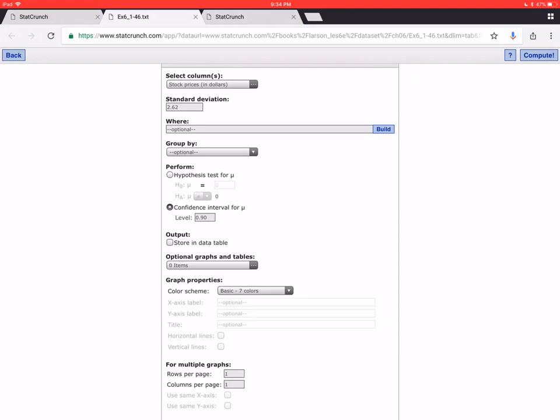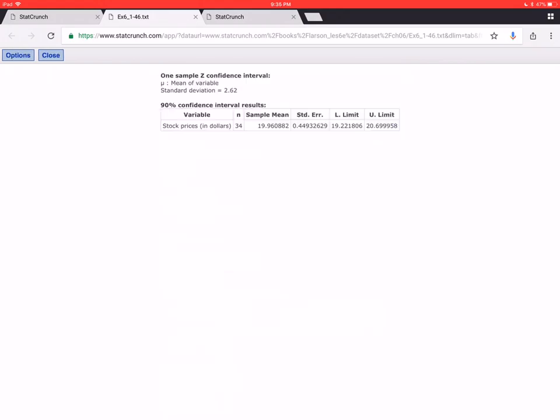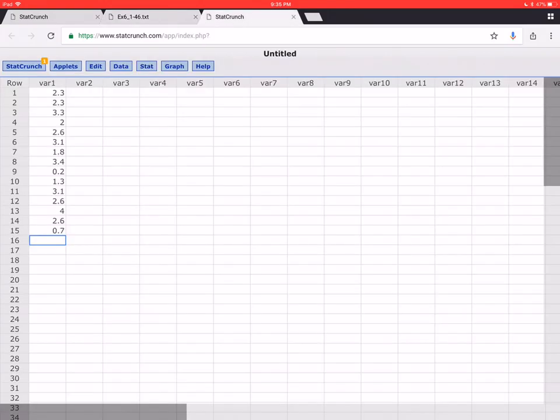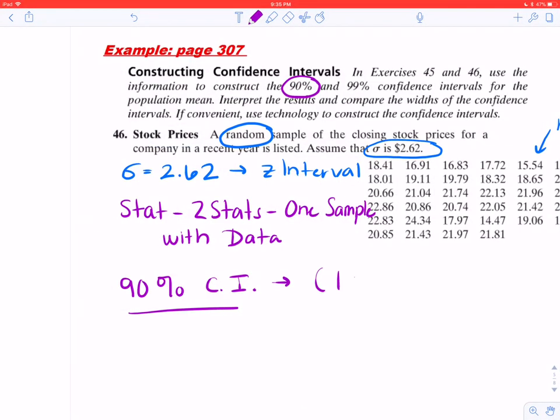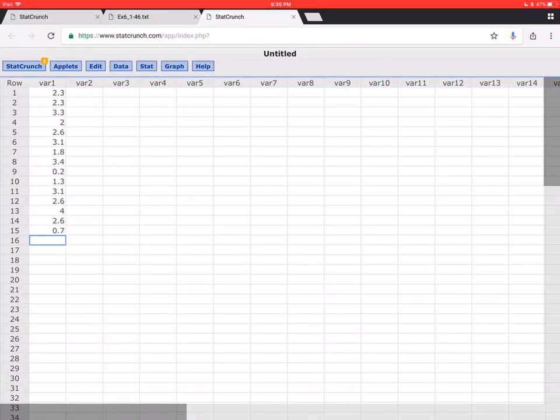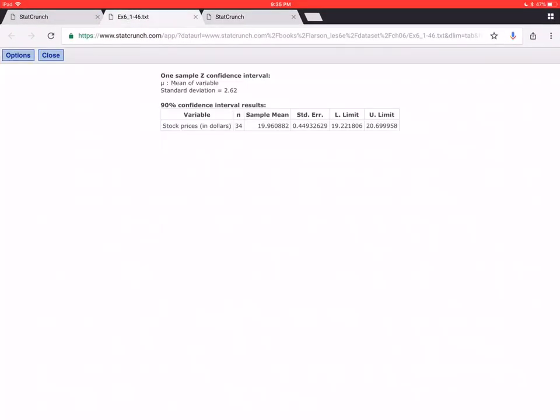I click compute. Once again, I'm looking for the interval, so I want lower limit and upper limit. Once again, I'm going to round these to 2 decimal places. My stat lab will tell you how to round. So I've got a lower limit of 19.22. And I've got an upper limit of, if I round that, 20.70.